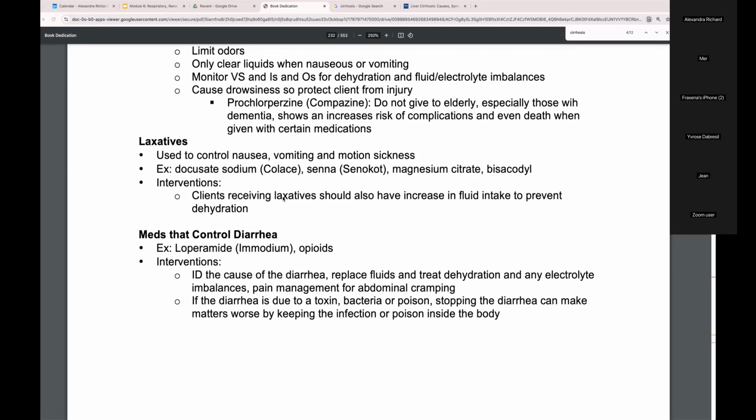If it's because of fluids, we replace the fluids. If it's because of electrolytes, we check the electrolytes and replace them as needed. If it's because of some type of toxin, we want to identify it, and we can do that with a stool culture. For example, if it's C. diff, then they will do a stool culture and then choose the correct antibiotic and go from there.